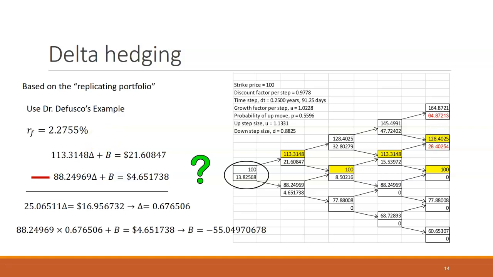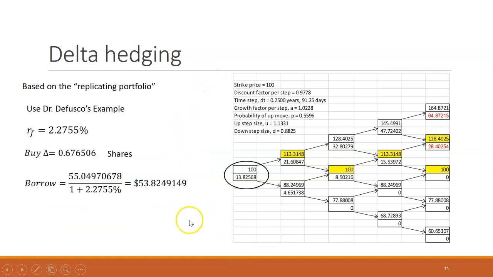I find that delta is 0.676506. And then if I take that and plug it back into one of my equations here using that value of delta, I can say that the borrowed amount, I would have to pay back 55.0497 in the next step. Right? So I would borrow the present value of that amount today. Okay, so here's how I would set up the replicating portfolio. I would borrow this amount of money and I would buy that amount of shares.